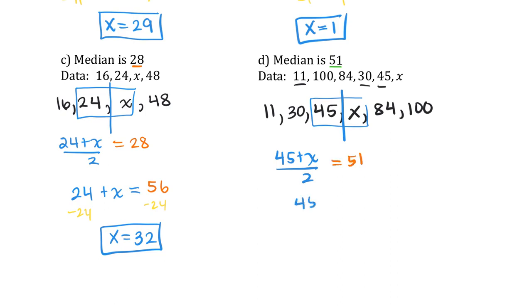So 45 plus X equals 2 times 51, which is 102. X equals 102 minus 45, and I'm going to put that in my calculator. Okay, I got 57. And then these ones I can kind of check. If this is 57, is 51 between 45 and 57? Yeah, it's 6 away from 45 and it's 6 away from 57, so 57 makes sense.